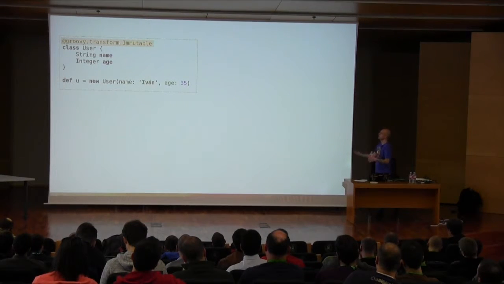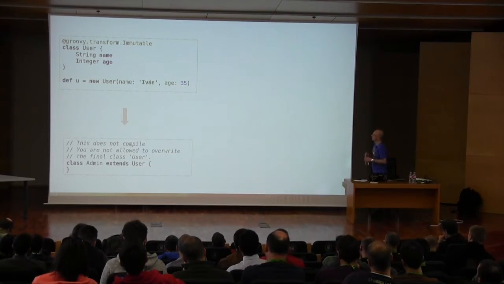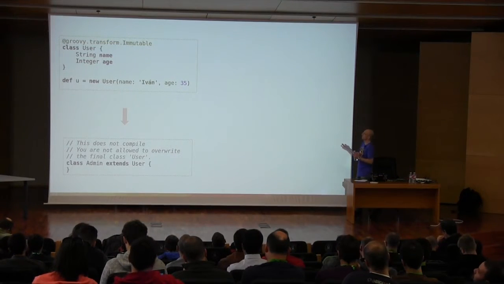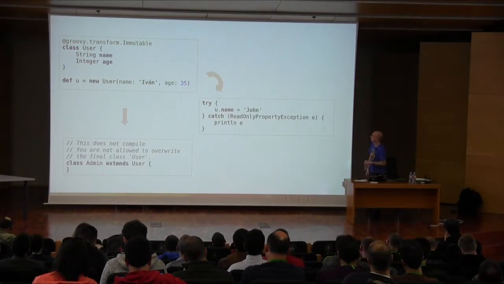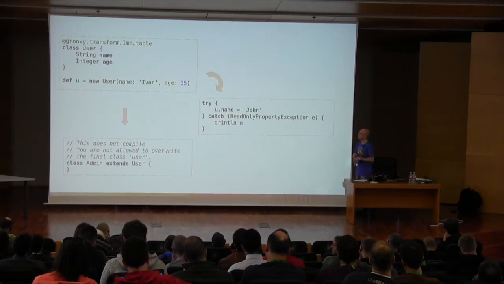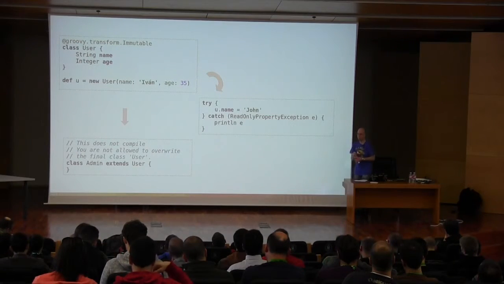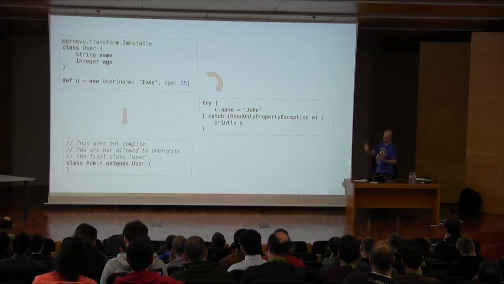implement these immutability rules. So if we try, for example, to extend our user class, this will not compile because now our user class is final. And if we, for example, try to change the value of the name, it will throw this read-only property exception because it is not allowed. And you can check all these rules just with this annotation.